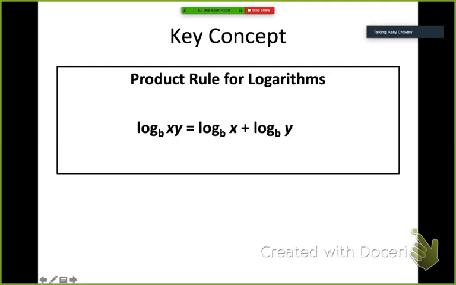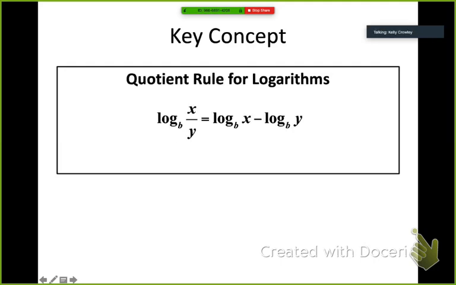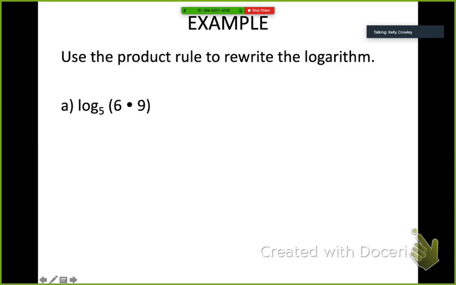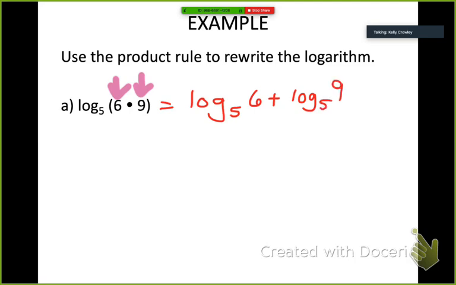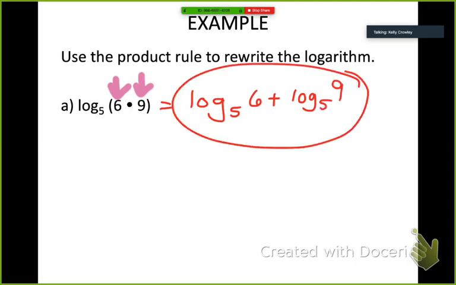So, for example, let's go to example one. Here we have a log base 5 of 6 times 9. So if I needed to expand that, since I have a product of two numbers, I would expand that into a sum of two logs. Keep the base, so log base 5 of 6 plus log base 5 of 9 would be the expansion.